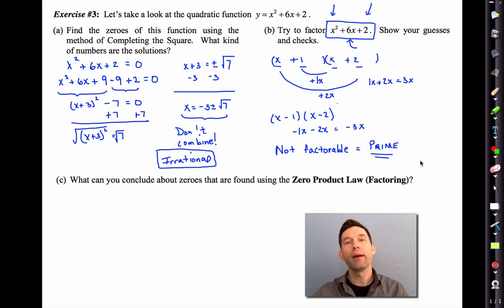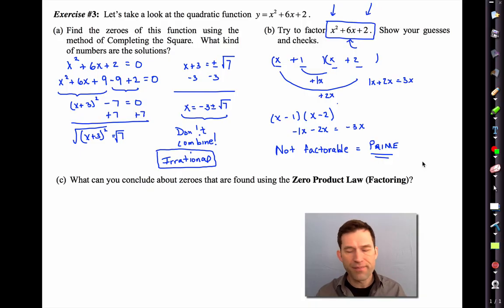But just like prime numbers, a polynomial that can't be factored, it can't be broken up as a product, is also known as prime. Now what's interesting about this is that we can kind of flip it around and talk about something in letter C that's rather important. It says, what can you conclude about the zeros that are found using the zero product law or factoring?